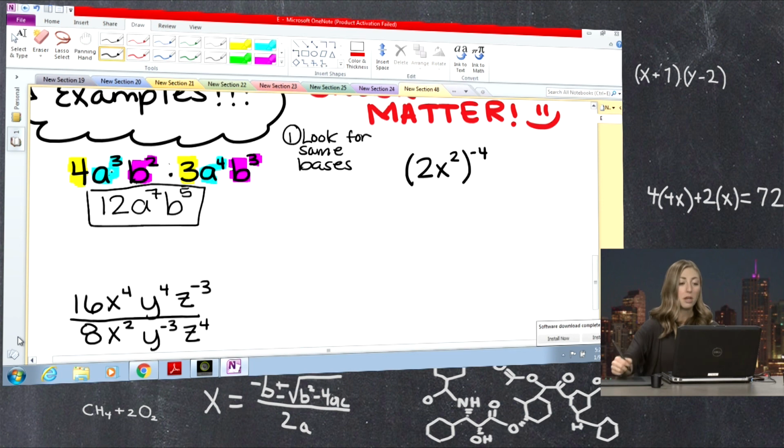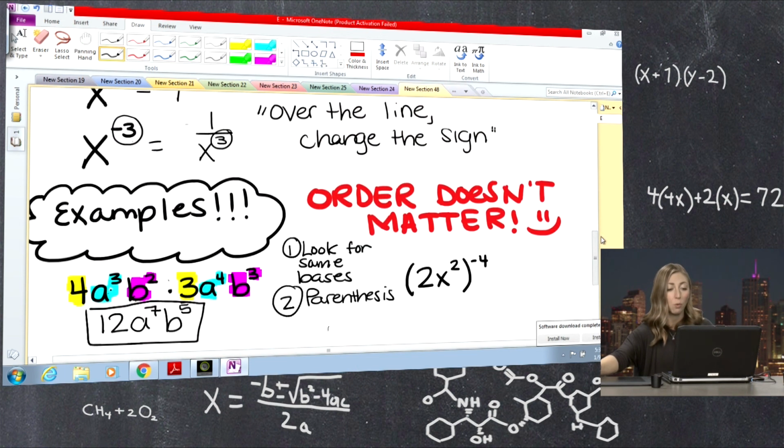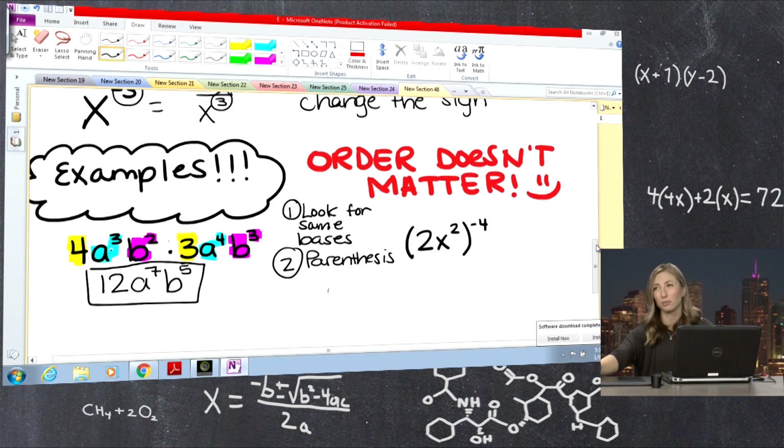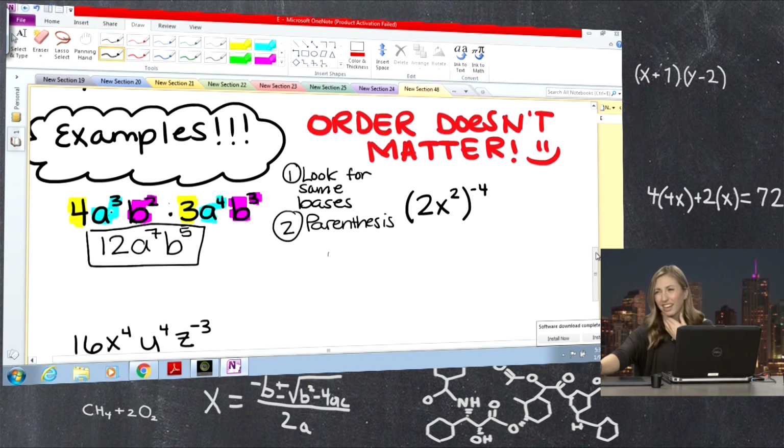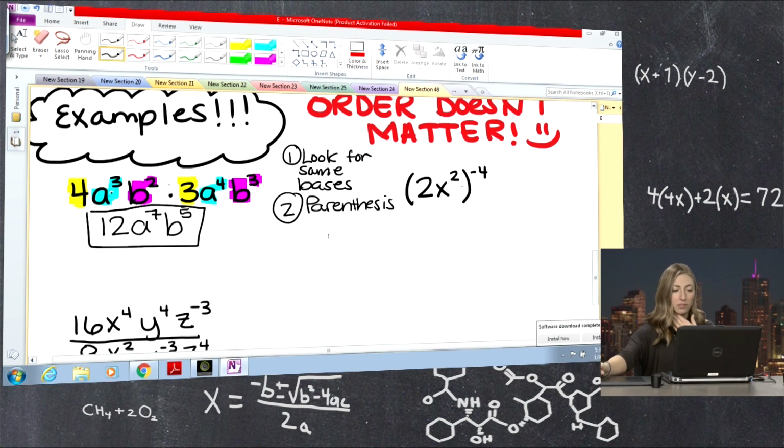On to the second example. Some other thing that we should end up doing is if we have parentheses, we want to deal with parentheses. So anything on the outside of the parentheses, we want to make sure we apply that to both of our bases. What I do want to mention is that the order that we apply our properties doesn't really matter. However, we do want to deal with parentheses a little bit closer to first.